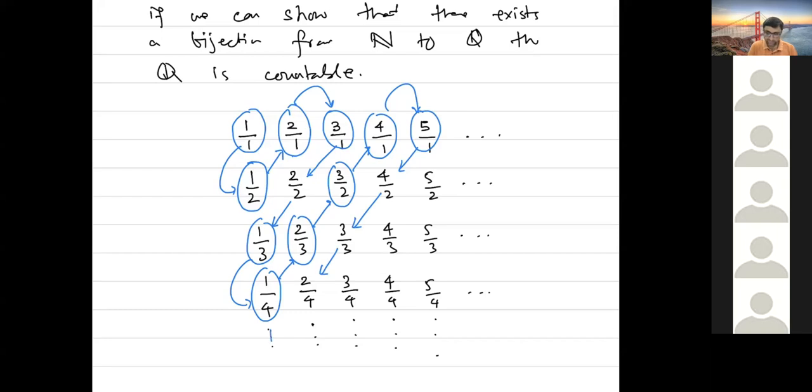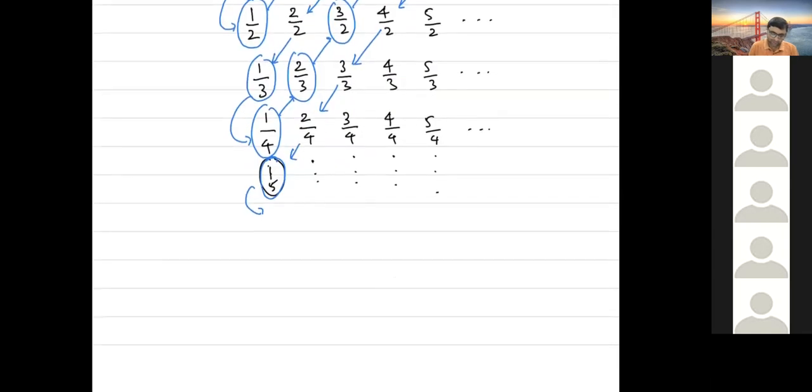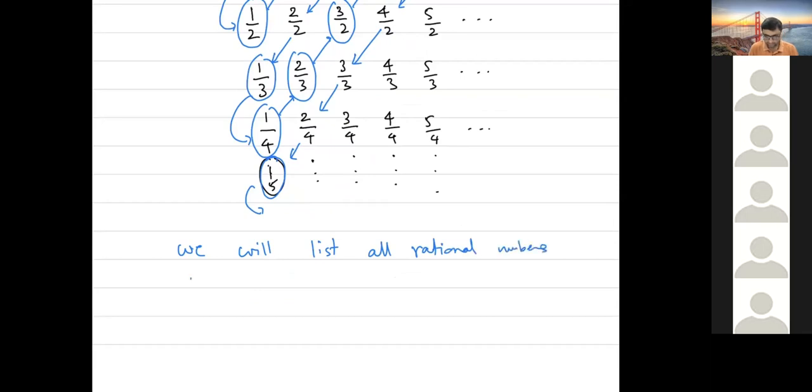Then we know that the new number would be 1/5. So we will include it and so on and so forth. Okay. And then we will keep going. So my claim is that with this process, we will list all rational numbers one by one and exactly once. No rational number will come twice, and we will be able to come up with all numbers.